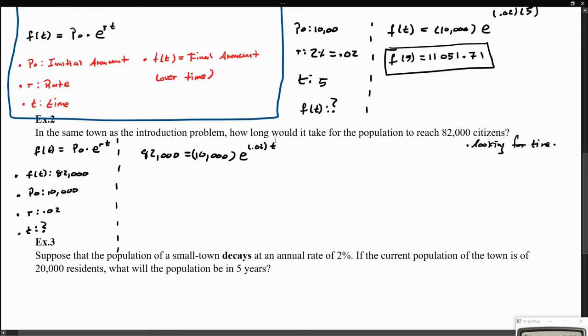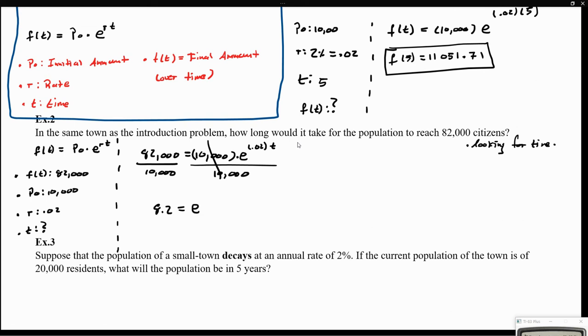Notice that what I'm looking for is time, which we do have here. And time seems to be the exponent of the Euler number. And now this becomes a question of, can we solve this exponential equation? And we can definitely do that. Notice that 10,000 is being multiplied. So in order to get rid of it, I can just divide. And that's going to give me a result of 8.2. So we got 8.2 equals e to the 0.02 times t.